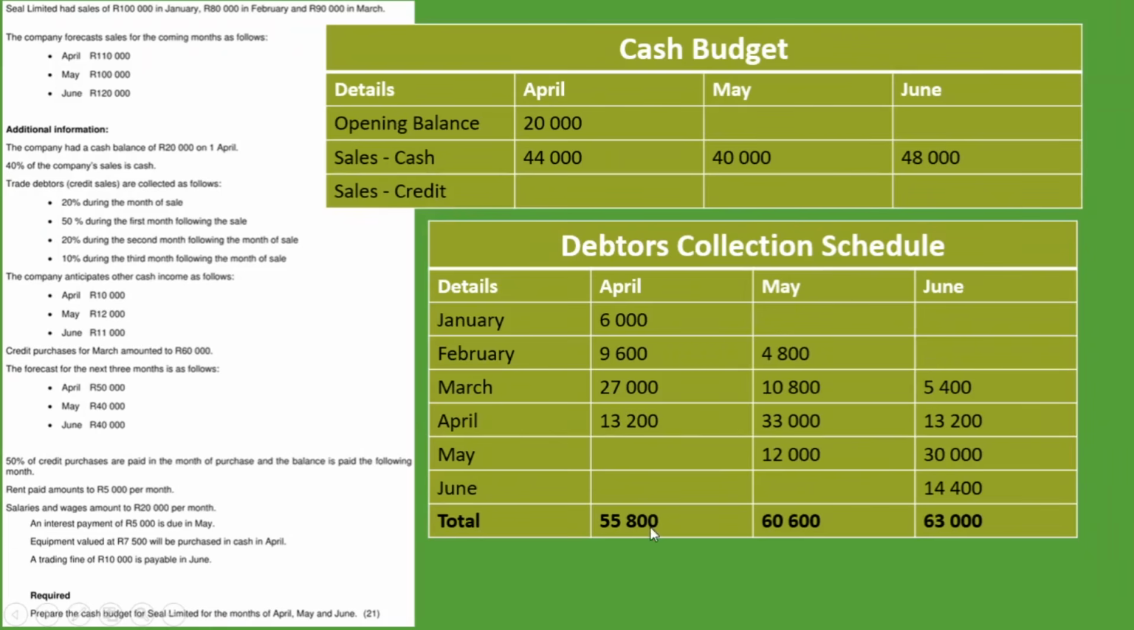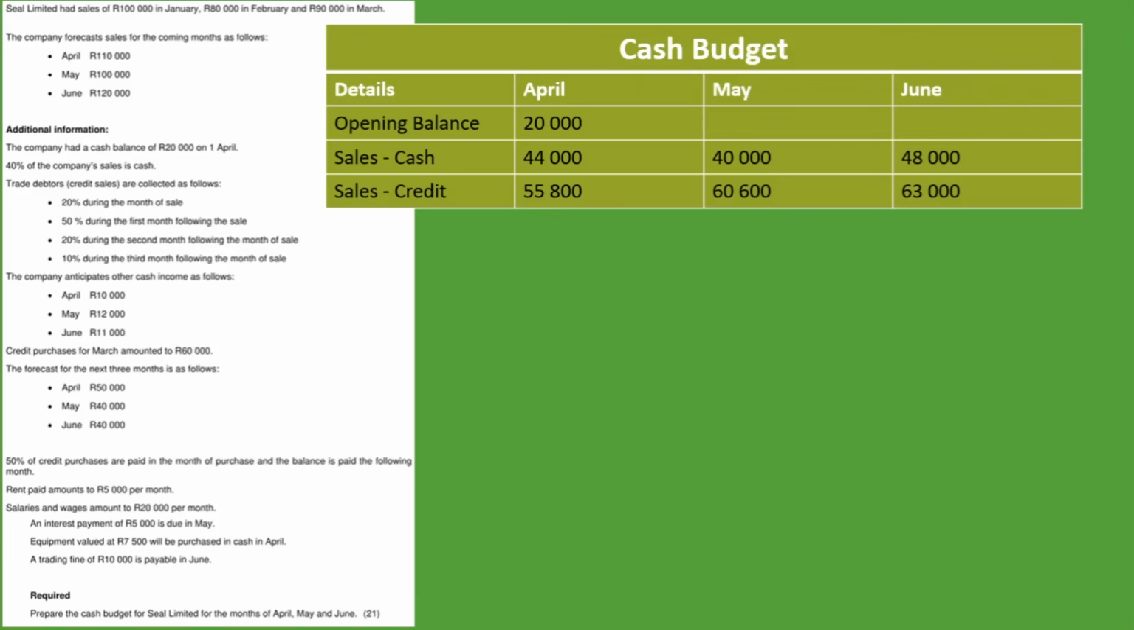And then we put these totals here, 55,800, 60,600, and 63,000 in their months. So we put that down. And then we move on to the next one.